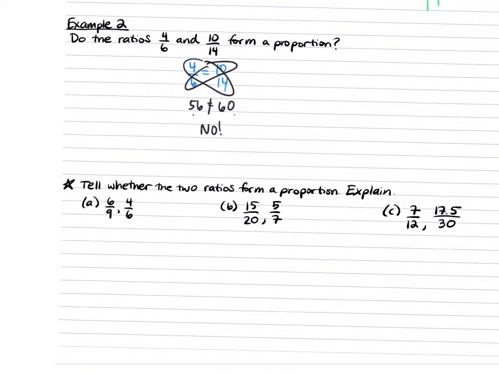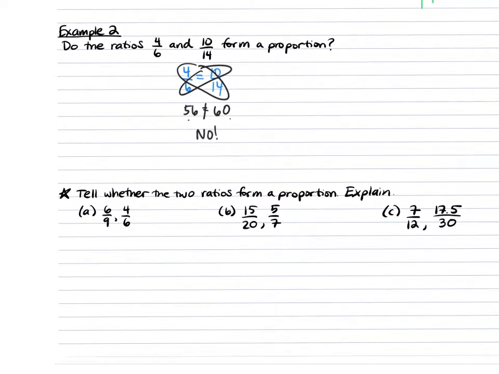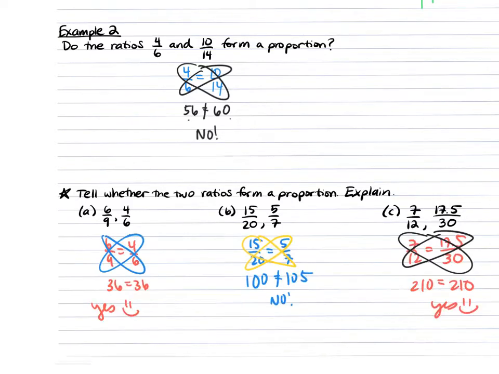So try these three on your own. Press pause, and then check back for the answer. Okay, so A was yes, a proportion, B was no, not a proportion, and C was yes, a proportion. So check your work and ask questions in class if you have them.